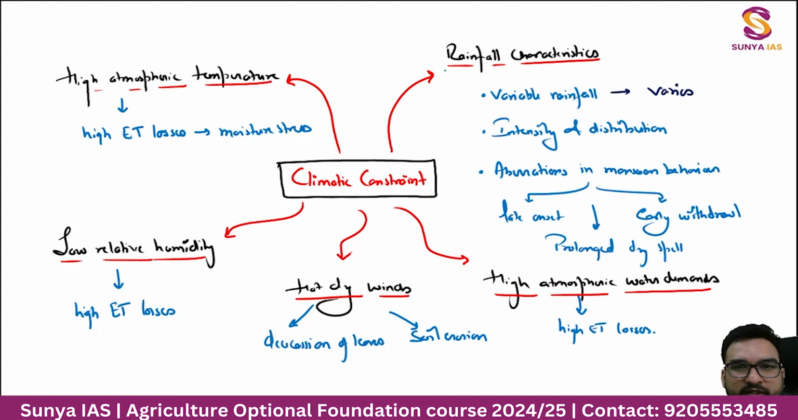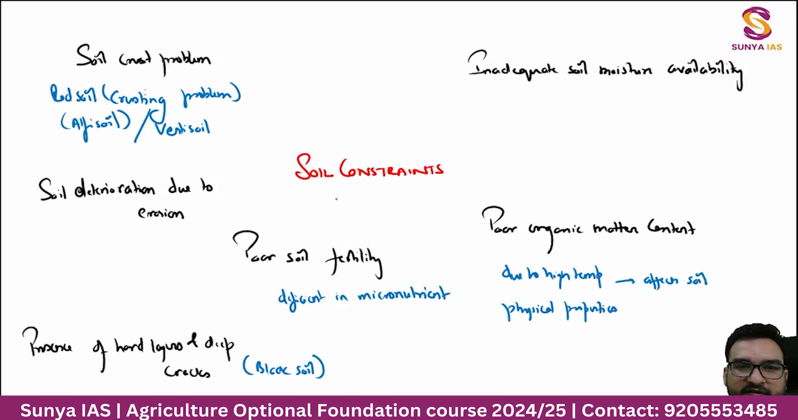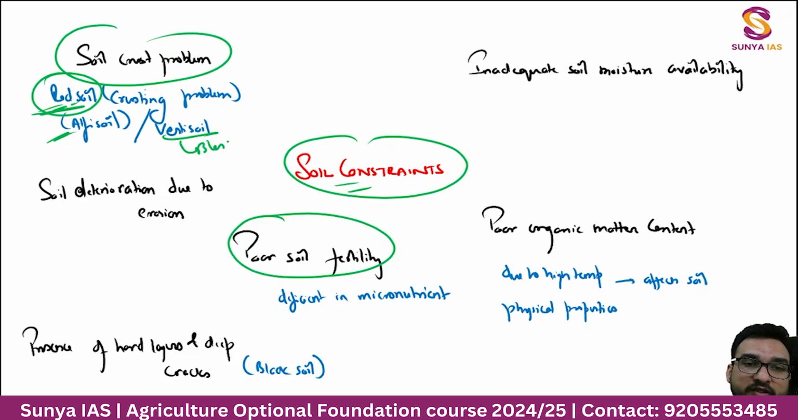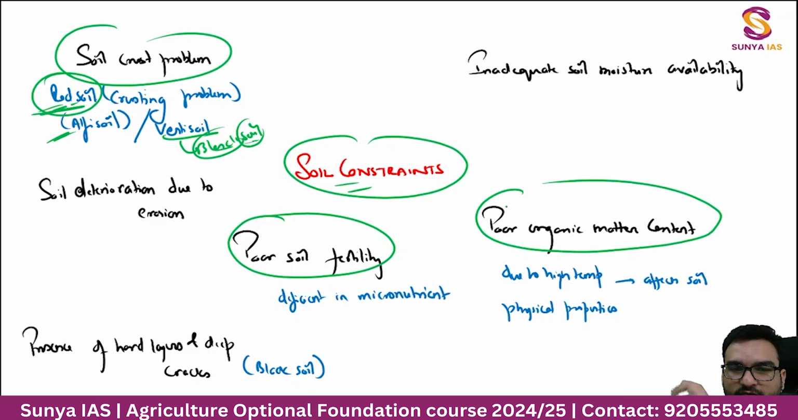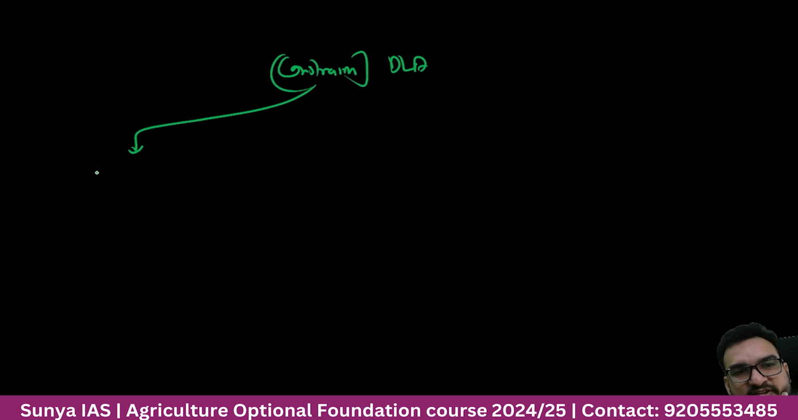See, in climatic constraints, you have seen rainfall characteristics. I have pointed it out. What I have told you right now, you can see in the PPT. Climatic constraints, we have studied. Soil constraints: again, poor soil fertility, we have seen. Soil crust problems in red soil, that is alfisol, and vertisol, which is basically black soil. Black soil also has this crusting problem. Poor organic matter content, I have told you. So these are basically the major constraints of dryland agriculture. One, we have studied climatic.